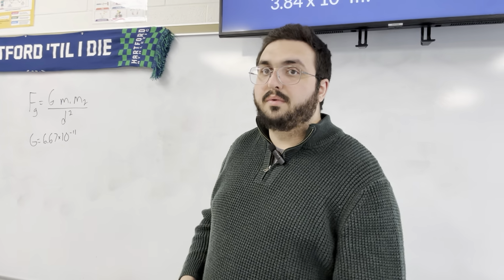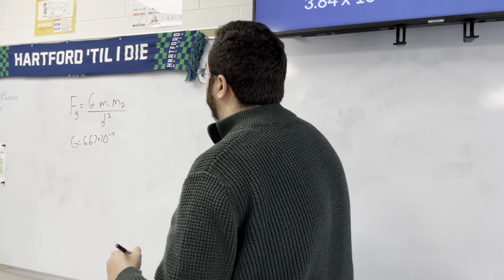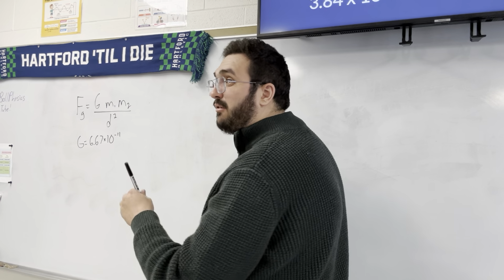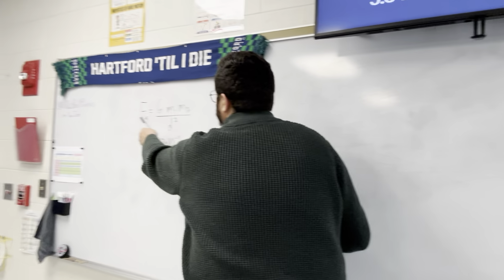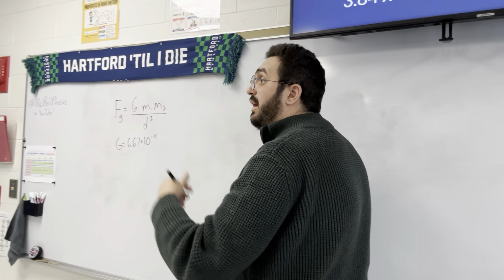So, what we're going to do instead is we're going to make our list of variables. For our list of variables, we're going to have 5 different variables here. We're going to have F sub g, G, m1, m2, and d. So, let's get to work here.